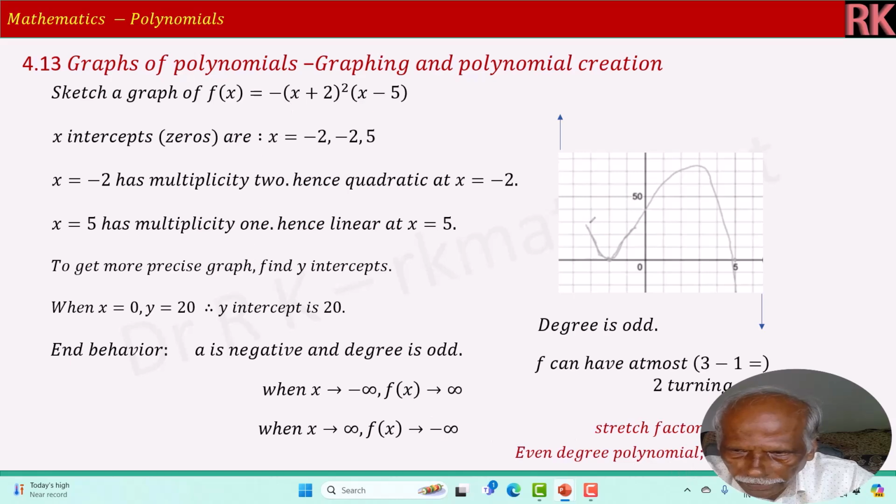Even degree polynomial, therefore multiplicity is 2. So multiplicity is 2 here. I am only taking this x plus 2 whole squared; I am not considering the entire thing. Then degree is 3. For each term, find the polynomial. Here it is a polynomial of degree 2, therefore multiplicity is 2 here.